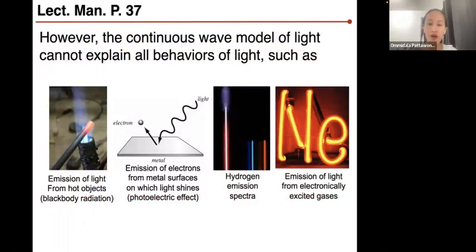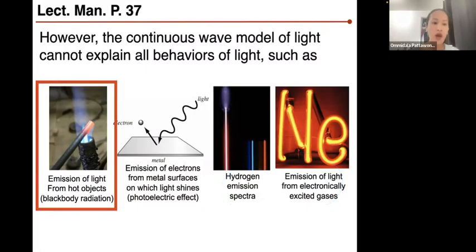The continuous wave model of light that you saw in the previous video can explain the diffraction pattern and also the interference pattern very well. However, it fails to explain some other behaviors of light, such as blackbody radiation, the photoelectric effect, and the atomic emission spectra. First, we are going to take a look at how the wave model that we saw previously fails to explain the emission of light from a hot object, which is what we call blackbody radiation.